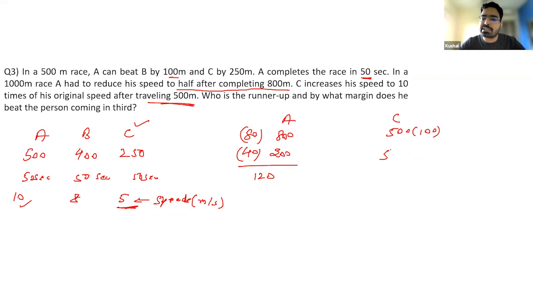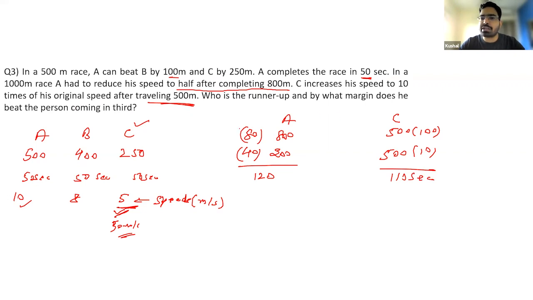But after this, the next 500 meters, he is doing it at 10 times the speed. So instead of 5 meters per second, he is now doing it at 50 meters per second, isn't it? So the next 500 at 50 meters per second, he will be able to finish it off in 10 seconds itself. So the total time taken by C to finish off this race should be 110 seconds.